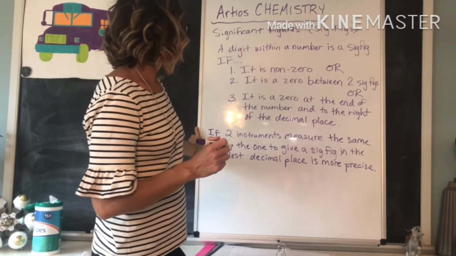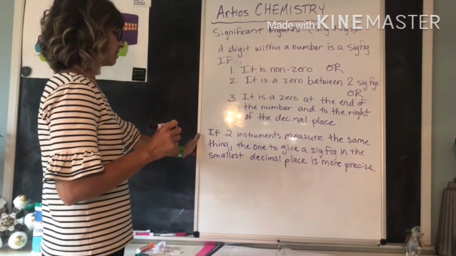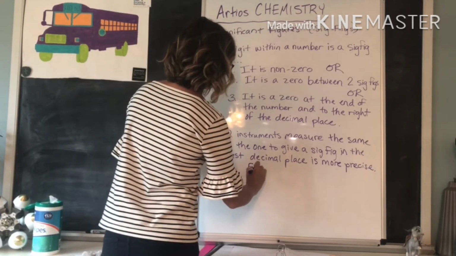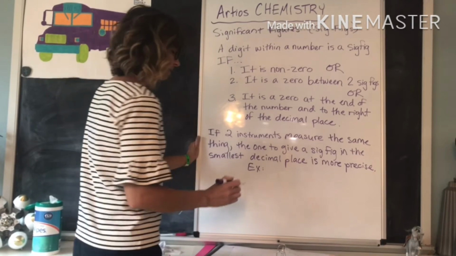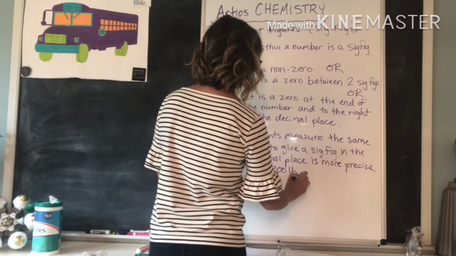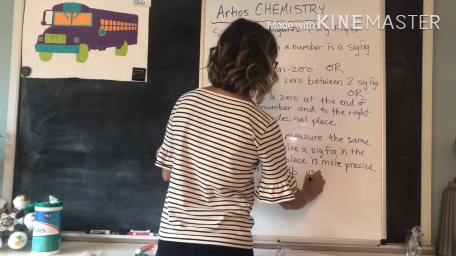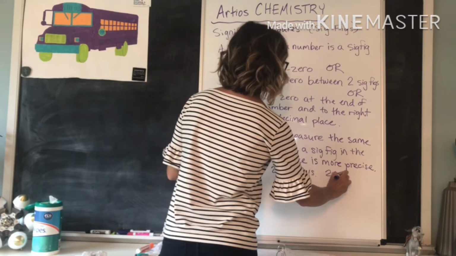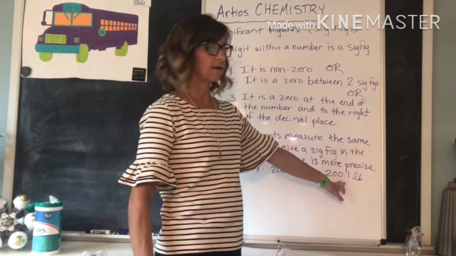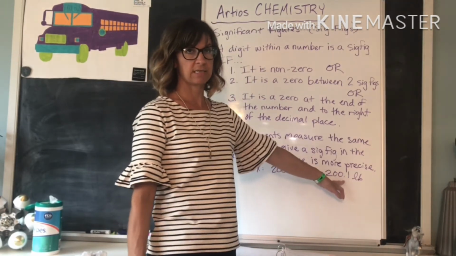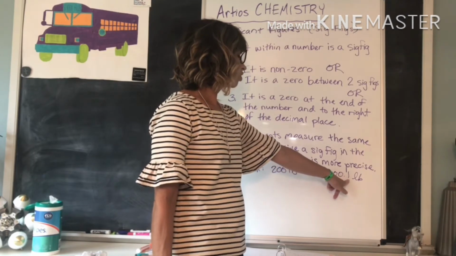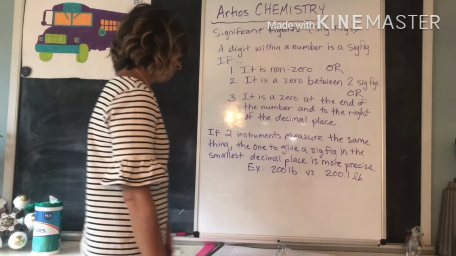Okay, if two instruments measure the same thing, the one to give a Sig Fig in the smallest decimal place is more precise. For example, if one scale reads 200 pounds, another scale reads 200.1 pounds, okay? This scale is more precise, isn't it? Because it gives the smallest decimal place. It goes to the 10th of a pound.